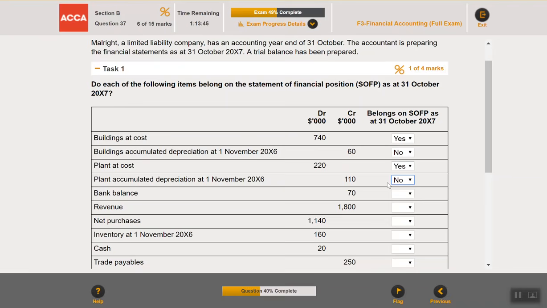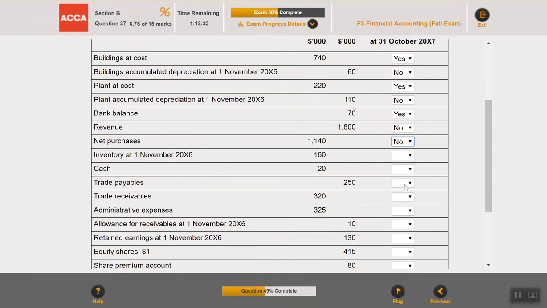No. Bank balance, yes, a liability. It is an overdraft, credit, so it is liability. Revenue, no, it goes to P&L. Purchases, no, purchases goes to P&L. Inventory first. Inventory comes in SFP, but not opening inventory. So no. Cash, yes, asset. Trade payables, yes, liability. Trade receivables, yes. Administrative expense, no, goes to P&L.